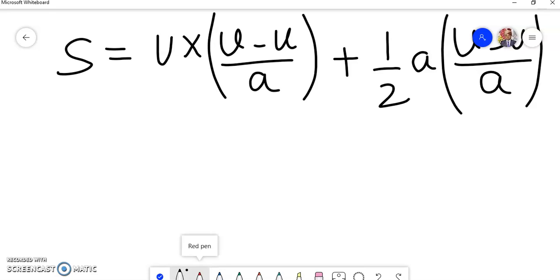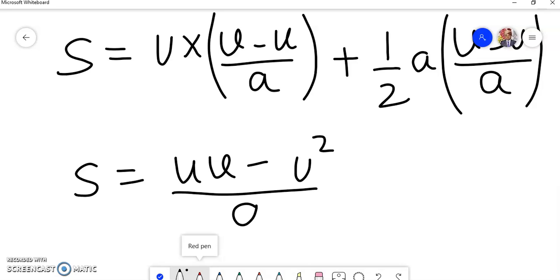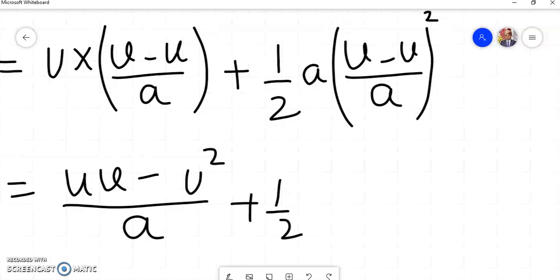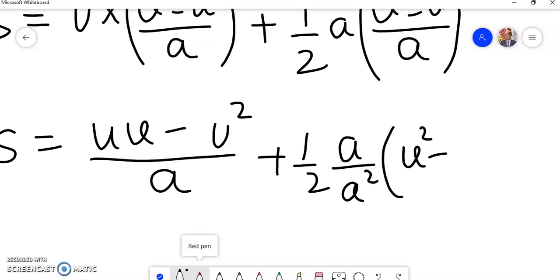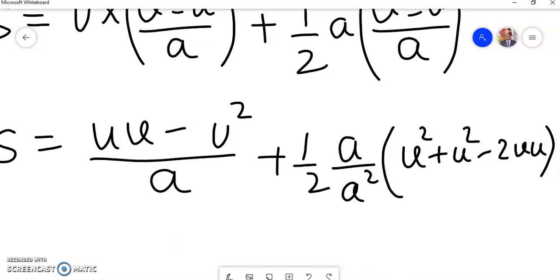Let us expand it. S is equal to uv minus u square upon a plus half, this a square means a upon a square will be here, and this will be v square plus u square minus 2vu. See, dear students, as you are seeing here, this a will cancel with this a, and you will be having this a common in the denominator.